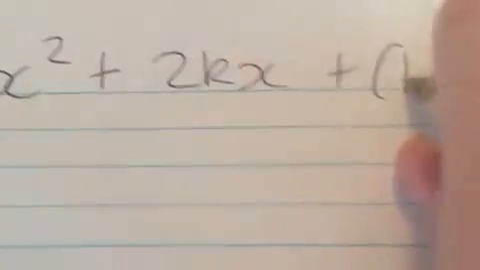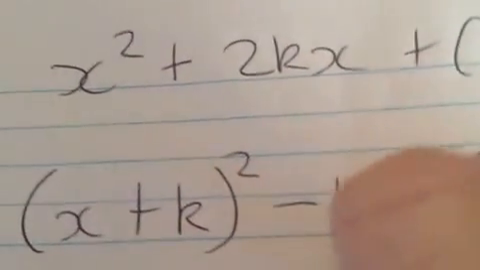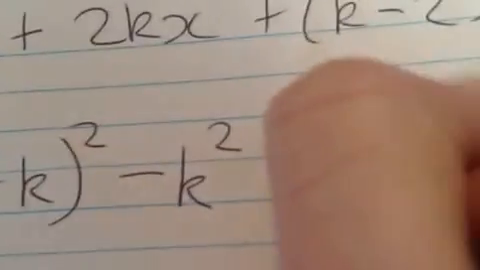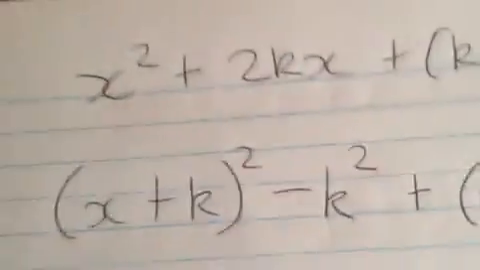Now last but not least, x squared plus 2kx plus k minus 2. If we do this, just because it's got a k doesn't make it harder, x plus k squared, take away k squared, plus k minus 2. And that is how to complete the square.